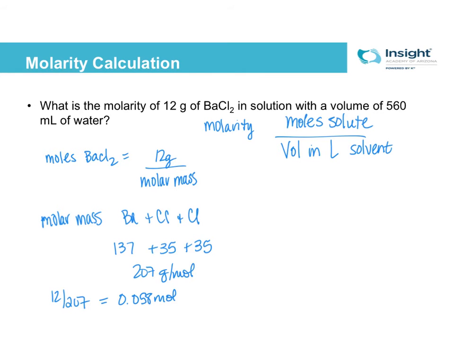We're going to plug that in up top. And then the other thing is we need our volume, but we need our volume in liters. All right. So we have 560 milliliters of water. To get that into liters, I'm going to divide it by 1,000 milliliters per 1 liter. My milliliters will cancel out, and that's going to be 0.560 liters.